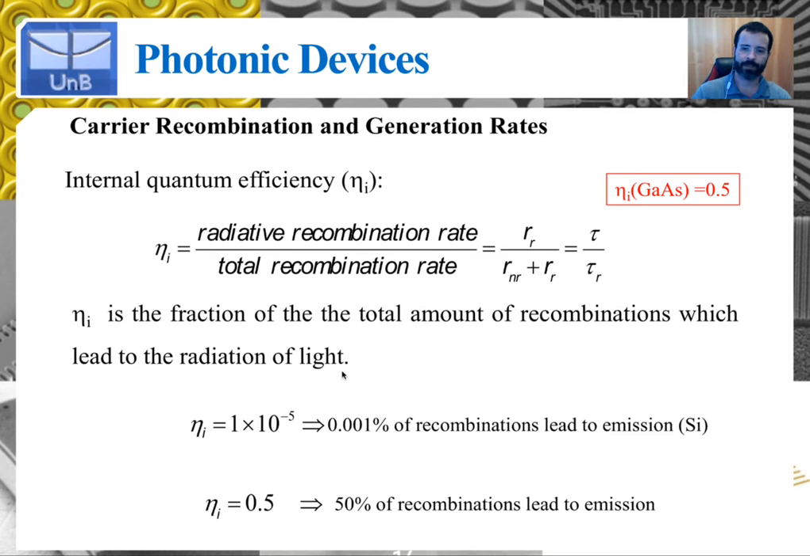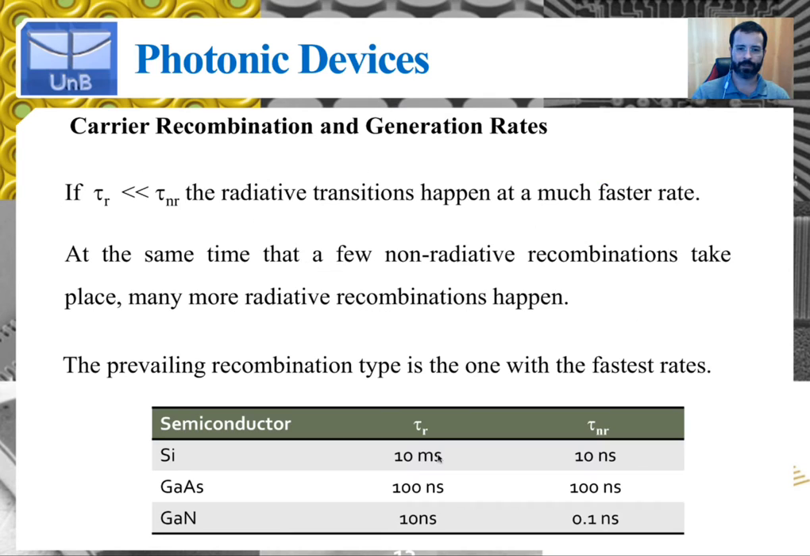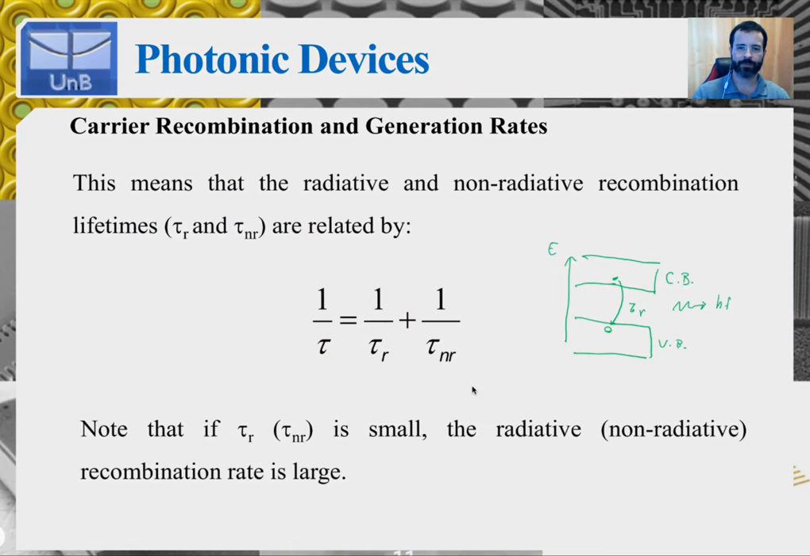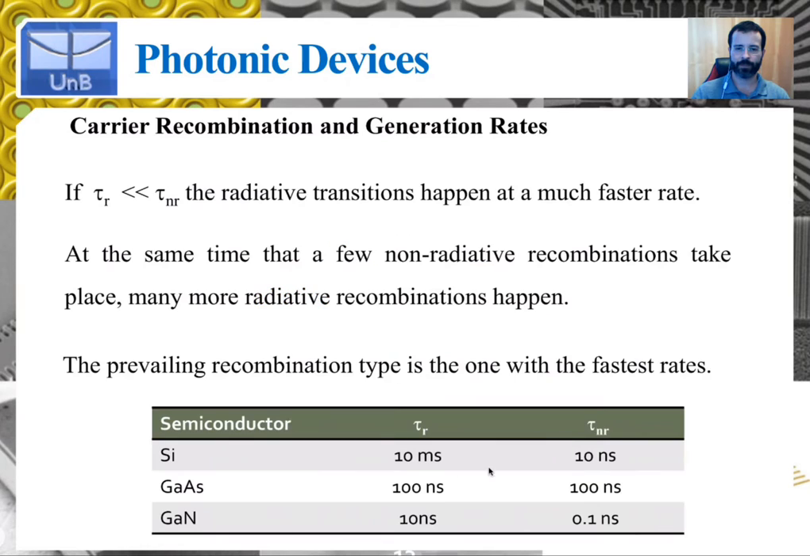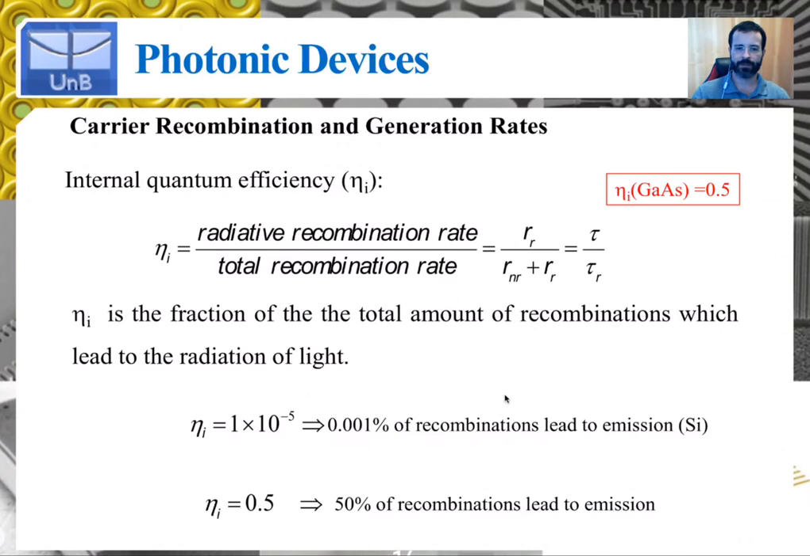So if we plug in the numbers for silicon, and remember, to calculate this we need to get the total tau, which can be obtained from this equation right here, we get eta I equal to 0.001%, which means that only this very small percentage of recombinations will lead to the emission of photons in silicon.